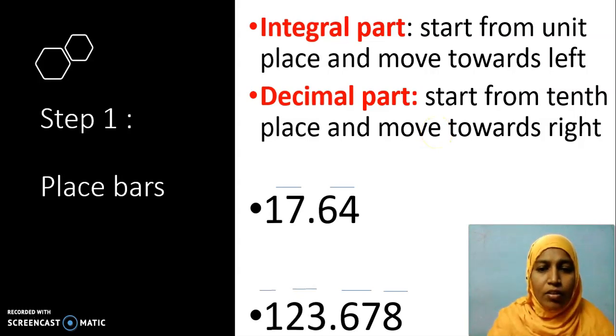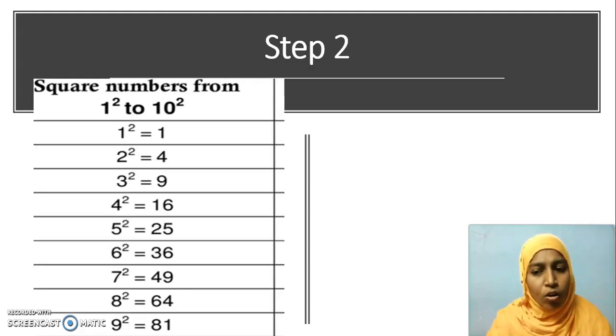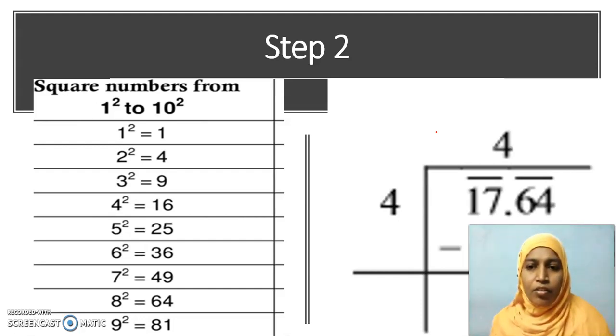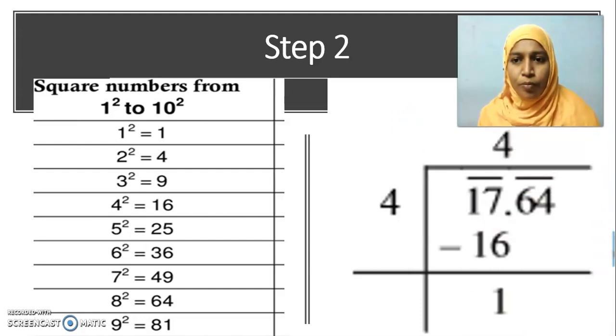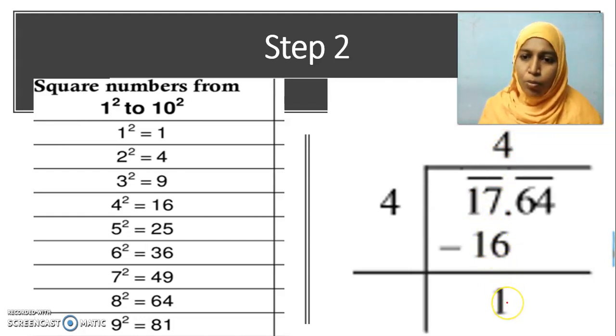Okay. Now let's continue with that same example, 17.64. What is step 2? Again, we should recall all the square tables to start with. Okay, children? Now I have 17.64. The first bar has 17 under it. What square number will I place here? It's easy. 4 4s are 16. So I wrote 4 here and also 4 here and 16 below 17. If I subtract, I get 1.